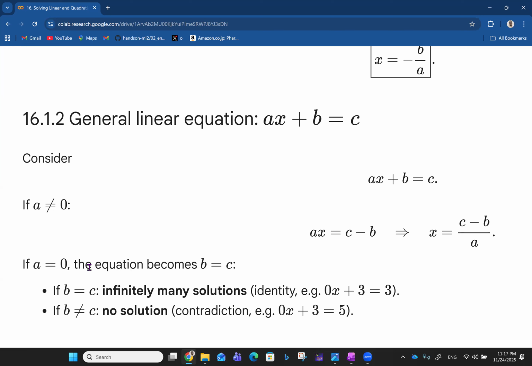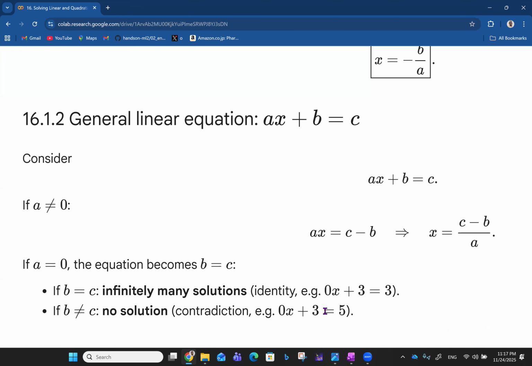So if a is equal to 0, the equation becomes b equals c, of course. So if a is 0, then we just have b equals c. All right. So if b is equal to c, it means you have infinitely many solutions, right? And then the identity will be 0x plus 3 equals 3. And if b is not equal to c, in that case, you have no solution. All right. And then there'll be a contradiction. So that's the condition for all this now.